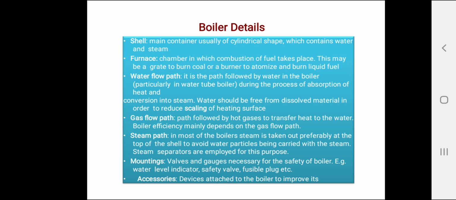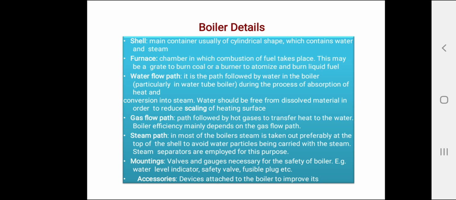Then on a boiler, some mountings and some accessories are there. Mountings are the valves and gauges necessary for the safety of the boiler, for example water level indicator, safety valves, fusible plugs, etc. Accessories are devices attached to the boiler to improve its performance, for example air preheater, economizer, superheater. So mountings and accessories are important things in a boiler.